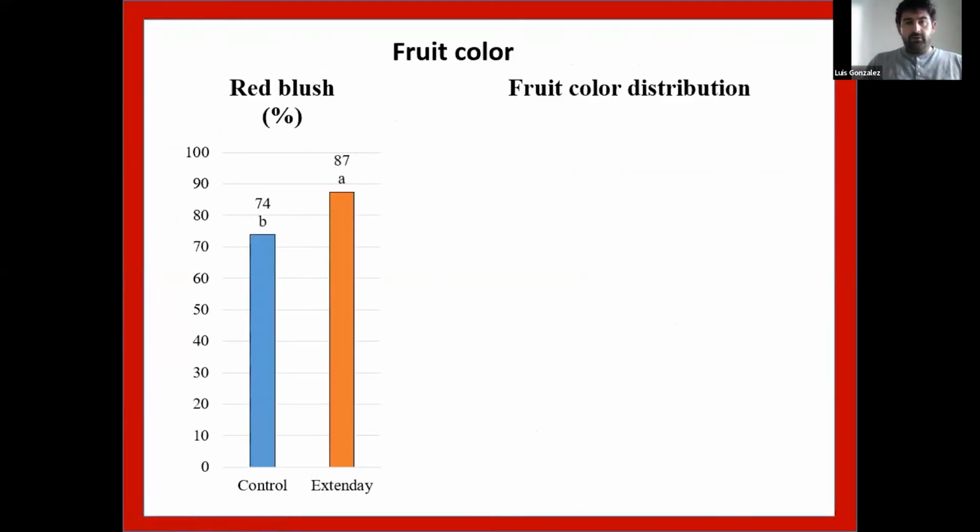Okay, this is the result of the fruit color, the red fruit color percentage. The red blush area, the average of the sample, was 74% in the control treatment, and we gained 13% with Extenday. In this case, we have 87% of red blush area.